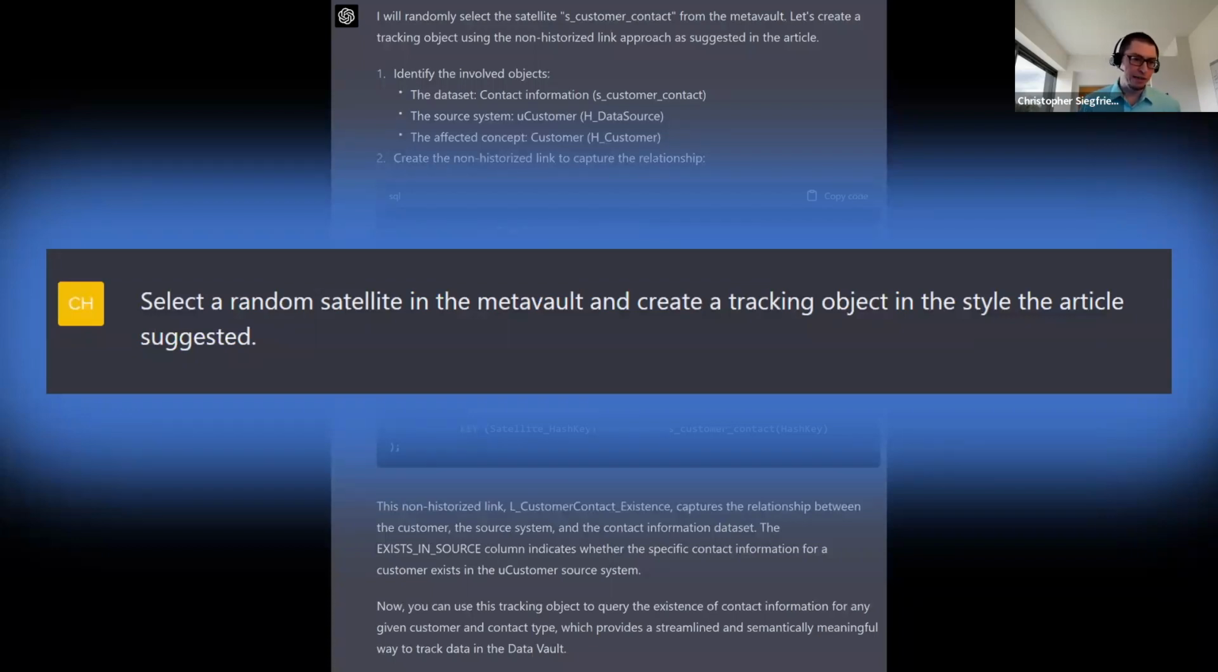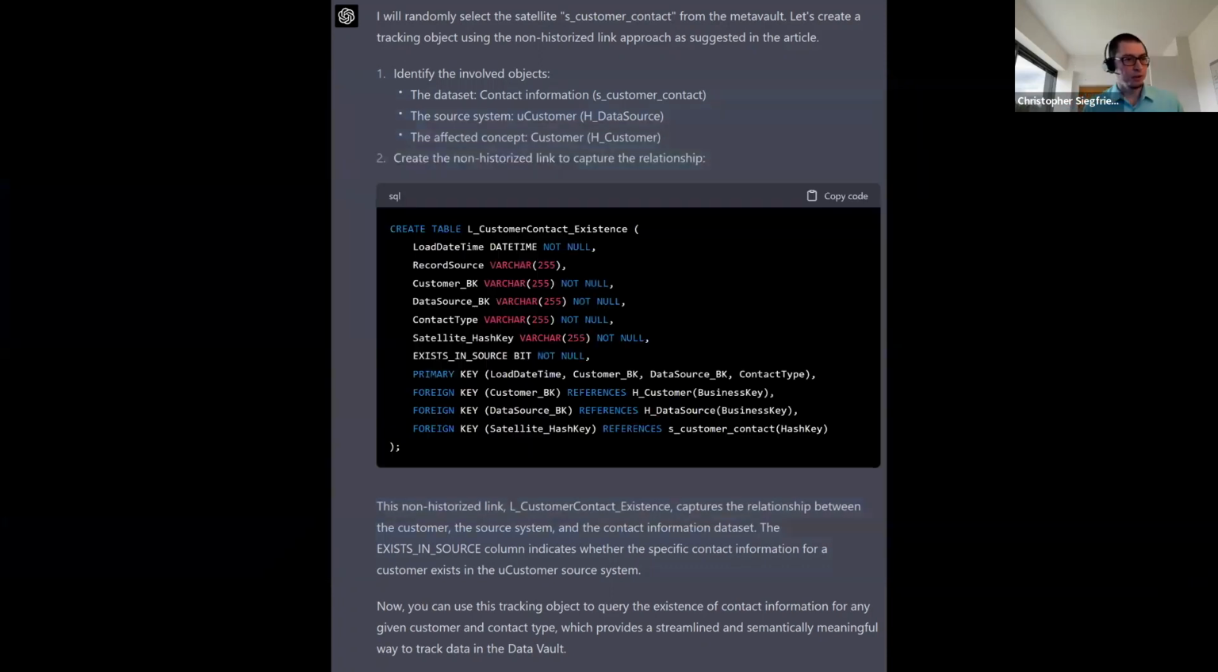Select a random satellite in the MetaVault and create a tracking object in the style the article suggested. This one's fun. So I wrote an article on LinkedIn about an alternate way to create tracking objects, effectivity satellites and record tracking satellites. And I didn't think this was going to work, but I gave it the article. I said, GPT, here's an article, read it. And then I said, based on the article, based on what I just said, build the DDL for an appropriate object to track a random satellite. Click, please. And again, it delivered.